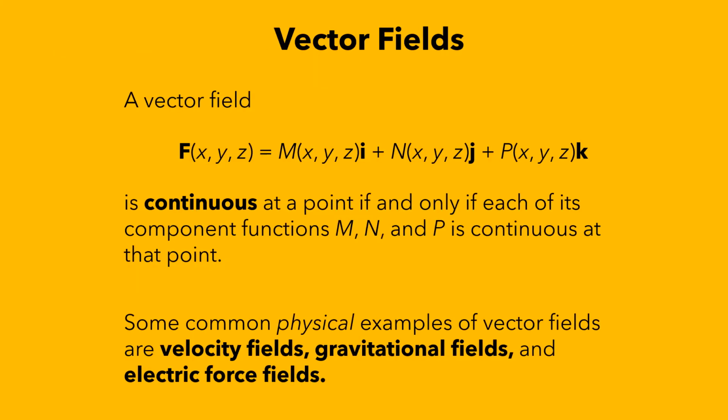Suppose a vector field is given in terms of its components m, n, and p. If these components m, n, p, the i, j, k components, are functions of x, y, z, then those three functions must be continuous. Vector velocity fields, gravitational fields, and electric force fields are examples of vector fields.